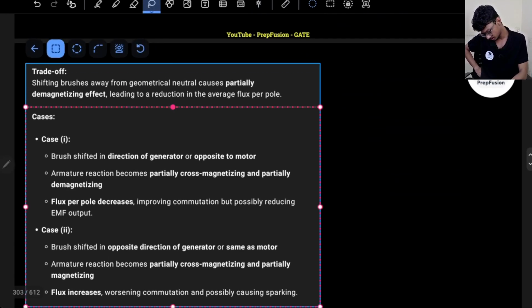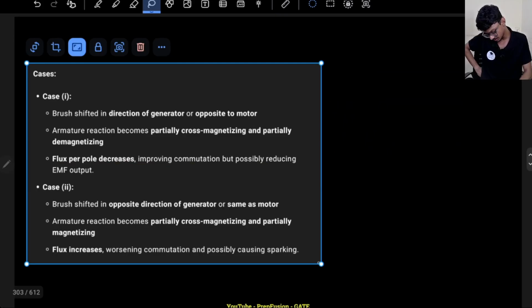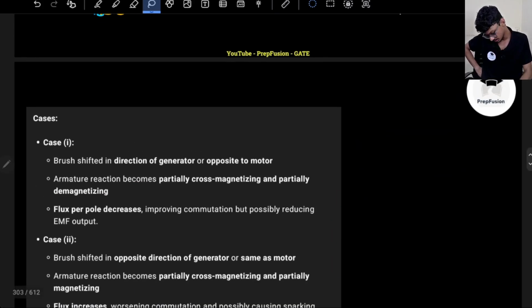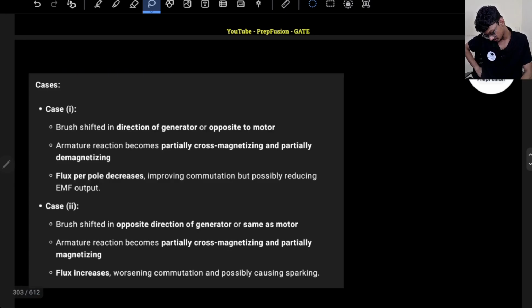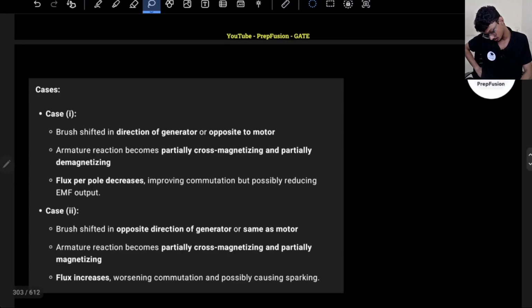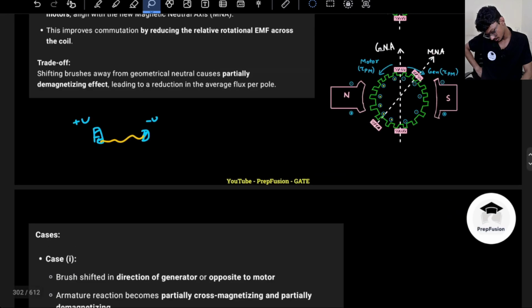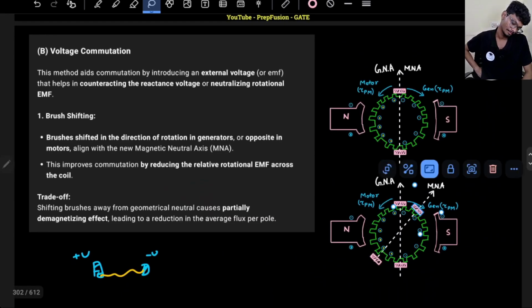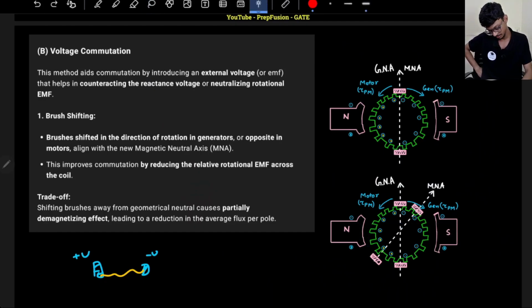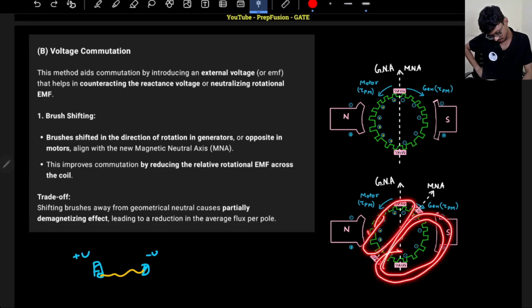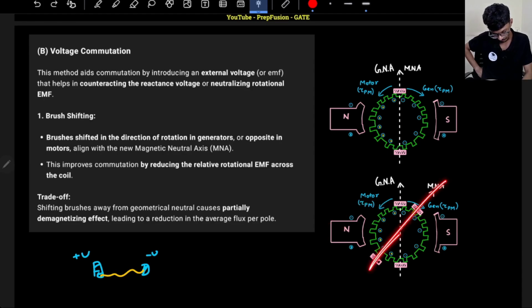So this you already know, like how it happens. If the brush is shifted in the direction of the generator or opposite to the motor, partially, so if the brush is shifted here, what will happen? Now the flux direction will be somewhat like this, right? So ultimately, if I shift my brush here, what will happen?